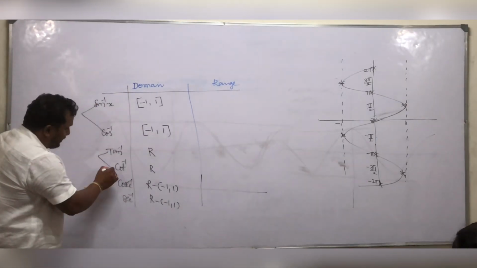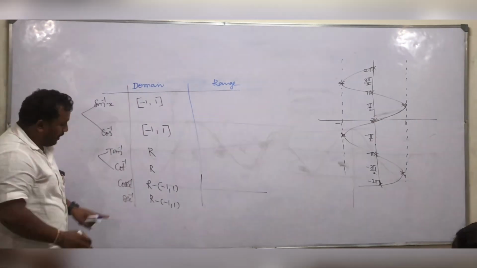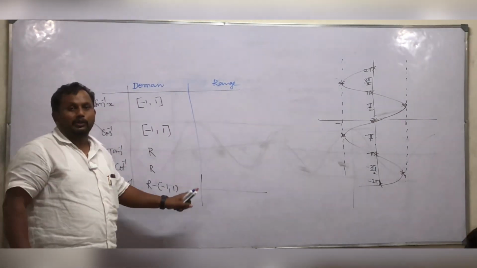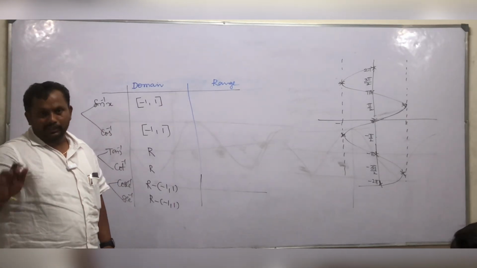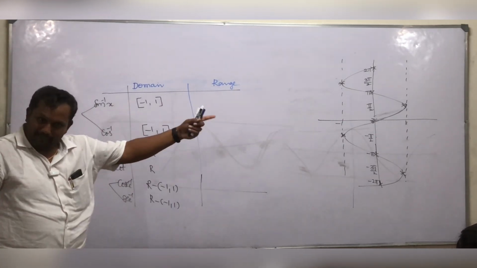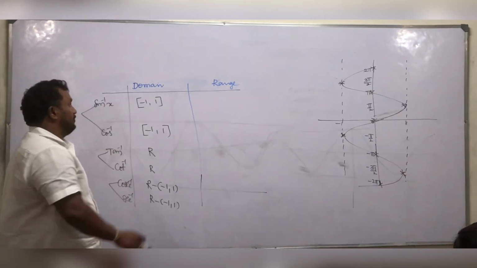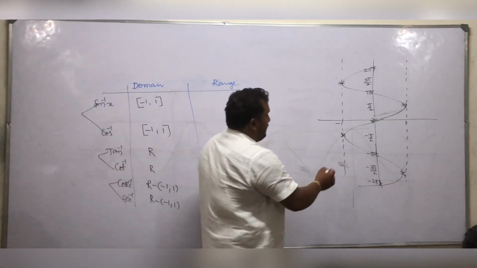Next two answers, tan inverse and cot inverse, R. The domain of cosecant inverse and secant inverse answer, R minus (-1 to plus 1), by using a similar graph, but it is not required, just a table practice. Range, minus 1 to plus 1.